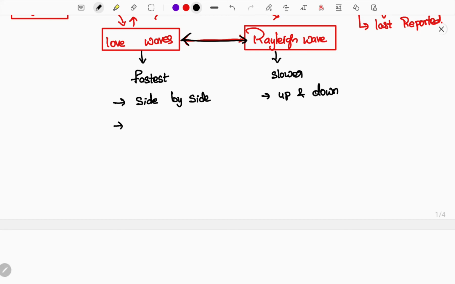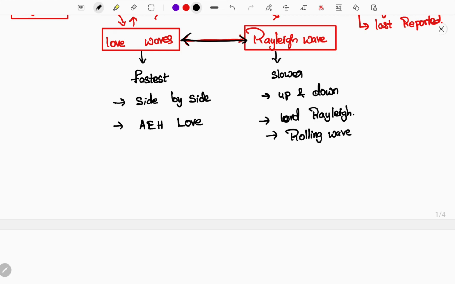And why have the love waves been named love waves? The love waves were first described by A.E.H. Love. He is the person who proved the existence of the love wave, so we named it love waves. In the same way, Rayleigh waves were discovered by Lord Rayleigh, so we named them Rayleigh waves. And Rayleigh waves are also called rolling waves.